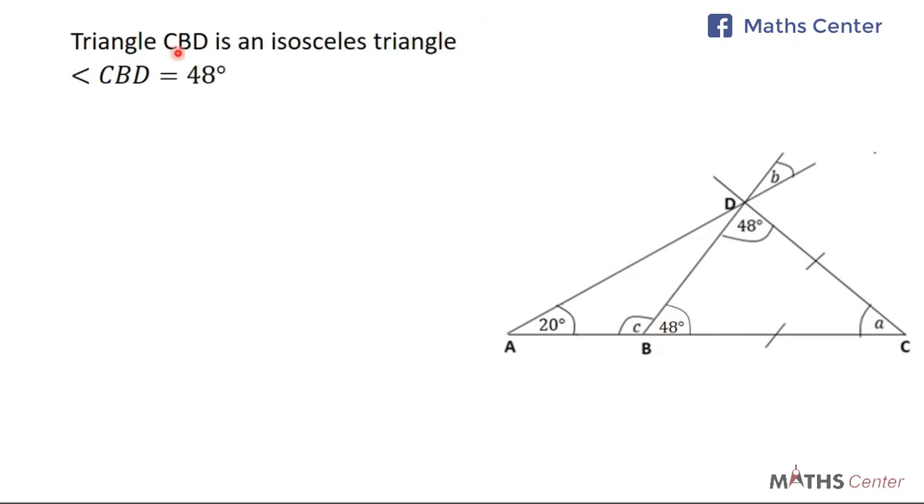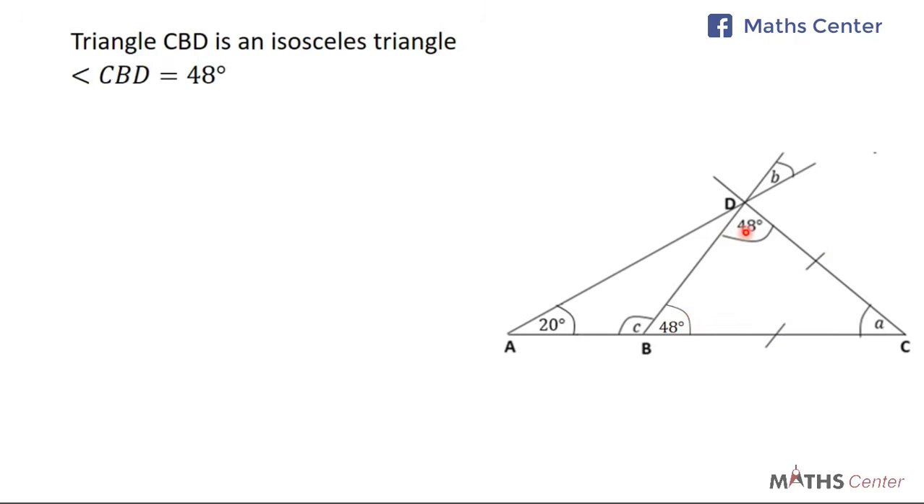So triangle CBD, or BDC, as I said, triangle CBD is an isosceles triangle. So angle CBD, which is this angle here, is 48 degrees. I hope that is clear, because triangle CBD is an isosceles triangle. It means that this side and this side are equal. So if here is 48 degrees, then here will also be 48 degrees.